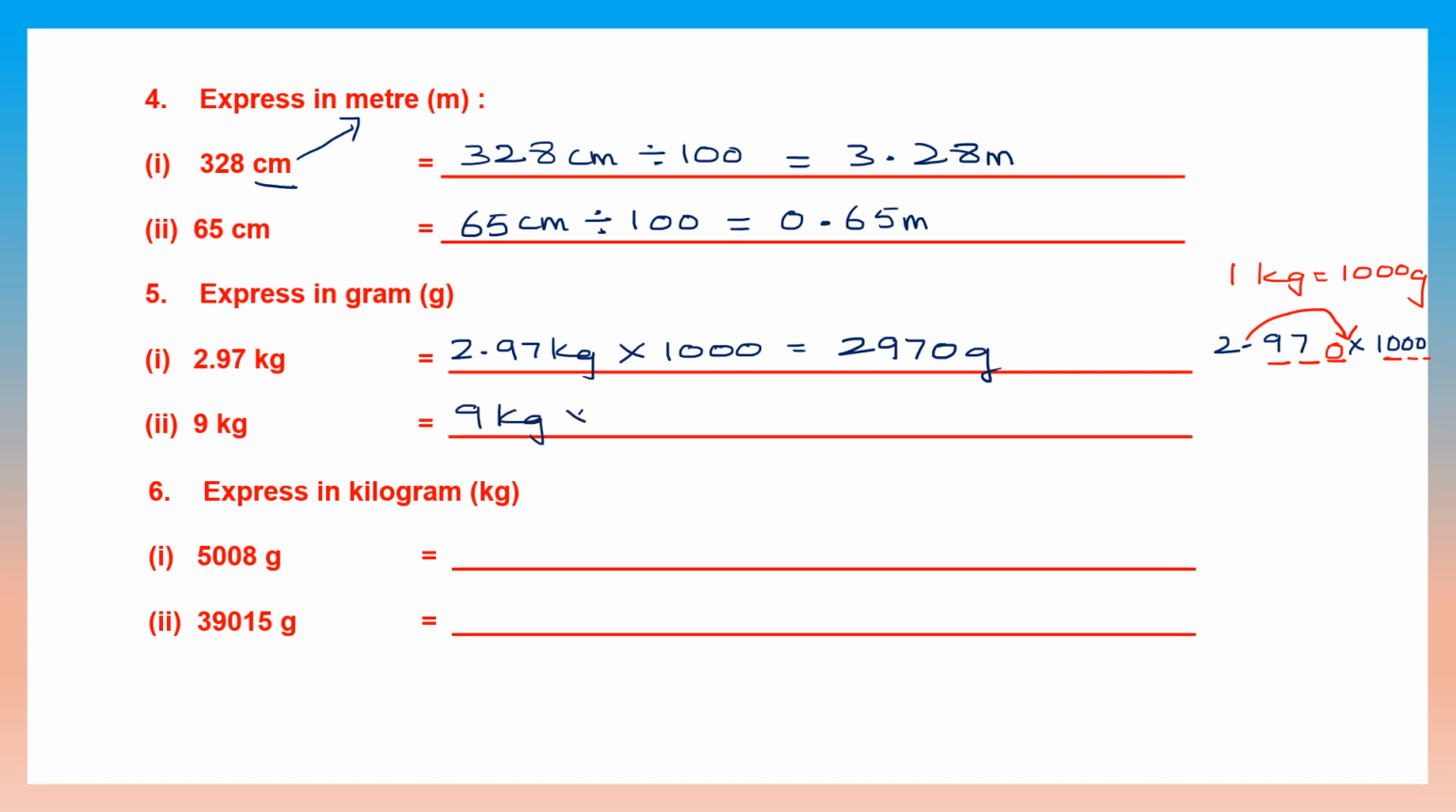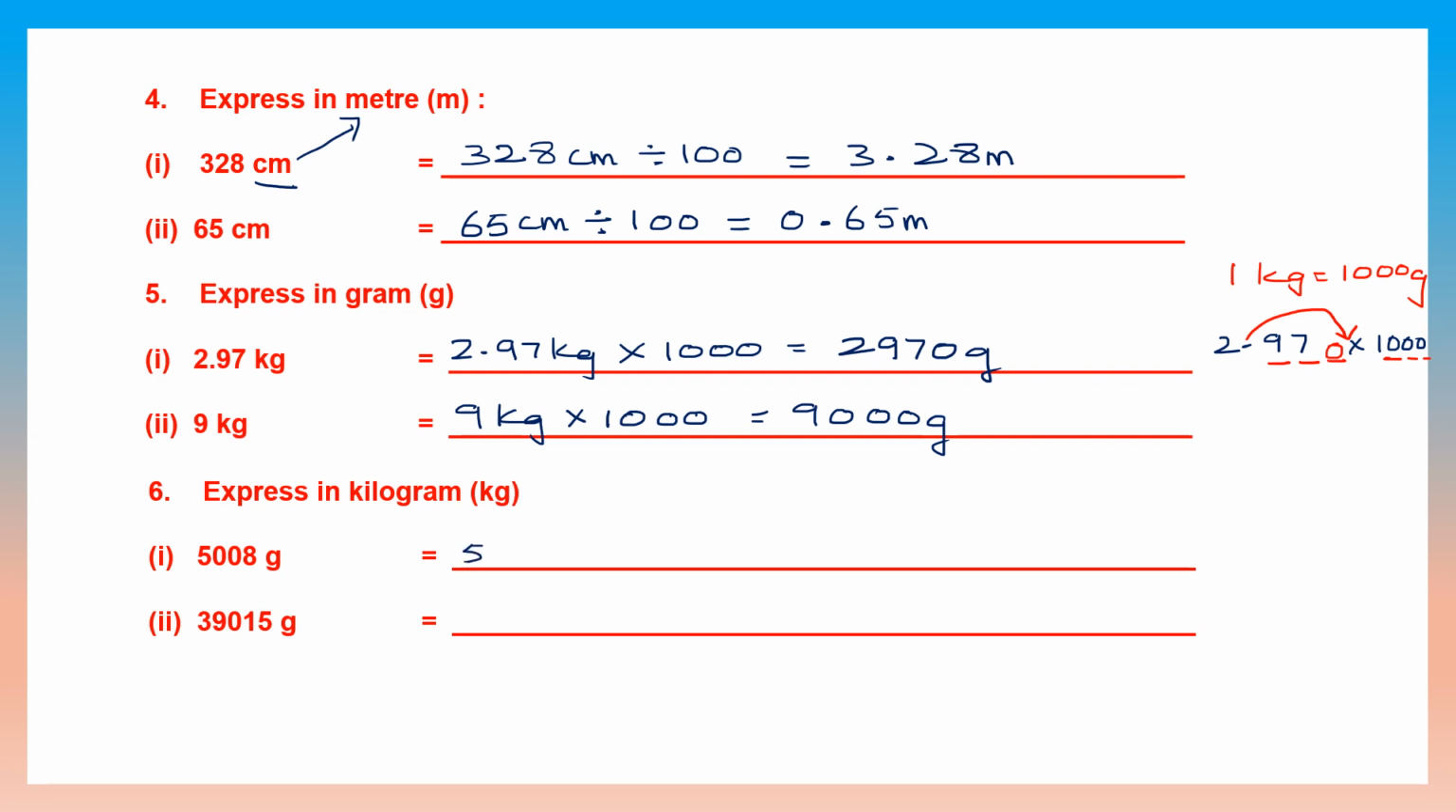Okay, so here next one, 9 kilograms. When we are converting it to grams, we multiply by 1000. Now this is a whole number. 9 is a whole number, isn't it? So 9 into 1000 is 9000. 9000 grams.